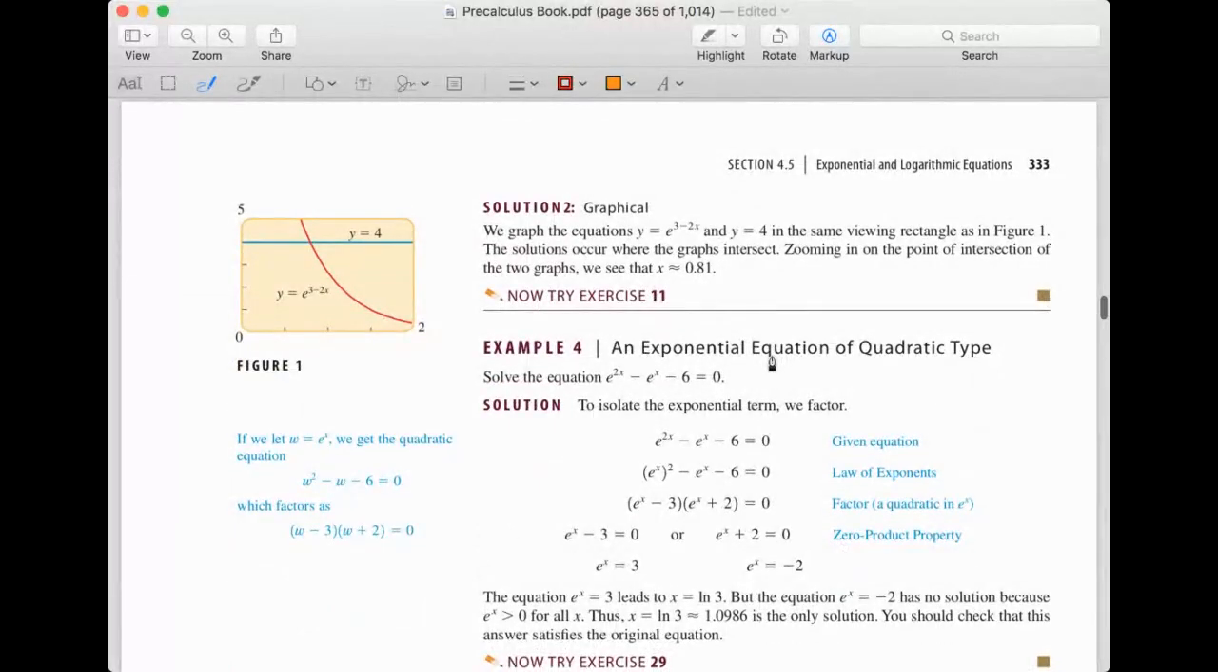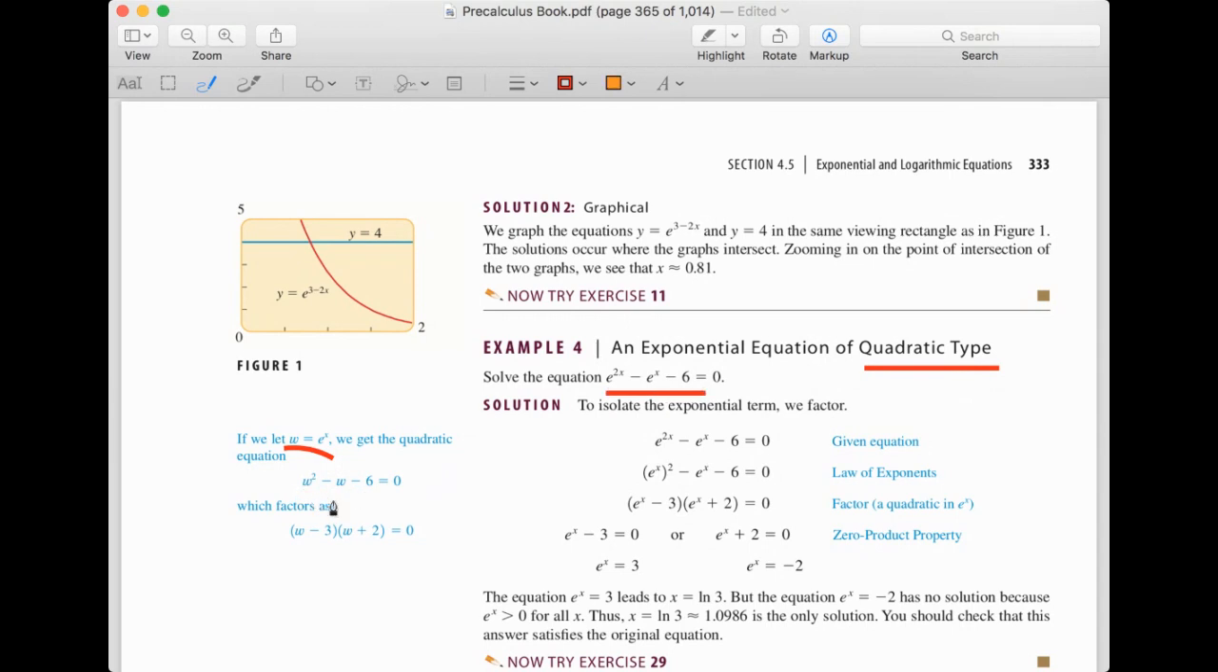Let's see this one. This one is a little bit difficult. An exponential equation of quadratic type. I have e raised to 2x minus e raised to x minus 6 equals 0. One way is to use a substitution. Let w equal e to the x. Then e to the 2x we can write as w squared, and e to the x we write as w. So this equation can be written as w squared minus w minus 6 equals 0.